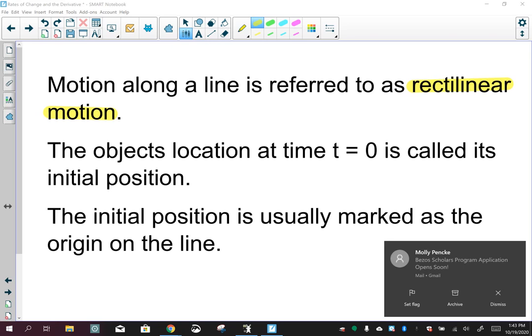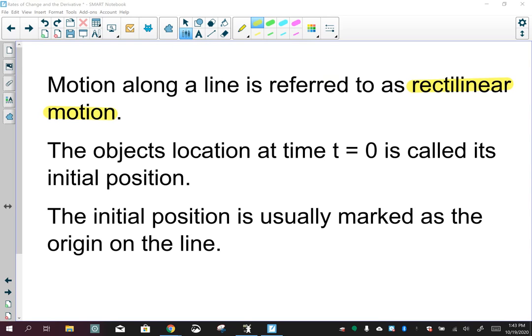The object's location at time equals 0 is called the initial position. So anytime you have t equal to 0, that is your initial. Your initial position is usually marked as the origin on the line. So when we're dealing with this, t equal to 0 starts at the origin. Now, that doesn't mean you can't go back and forth with it. It just means it starts at the origin.